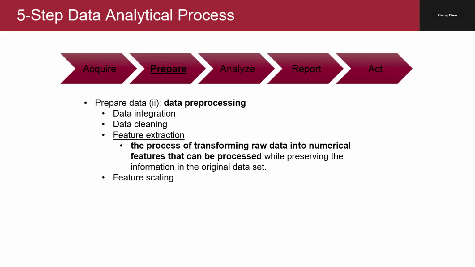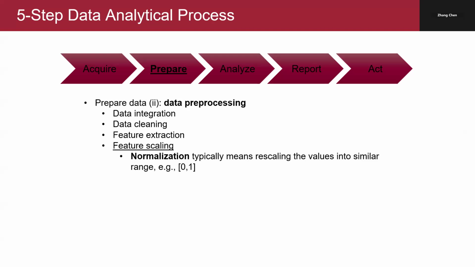How do we extract features? And the last part of data processing is feature scaling. Usually this is very straightforward, because feature scaling adjusts the range of feature values so that different features are on a similar scale. A very common method is normalization, where the values are rescaled into a fixed range, for example, from 0 to 1. This step is quite important because many algorithms are quite sensitive to the scale of data.